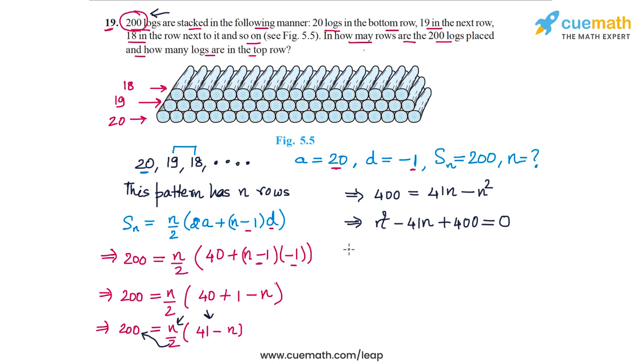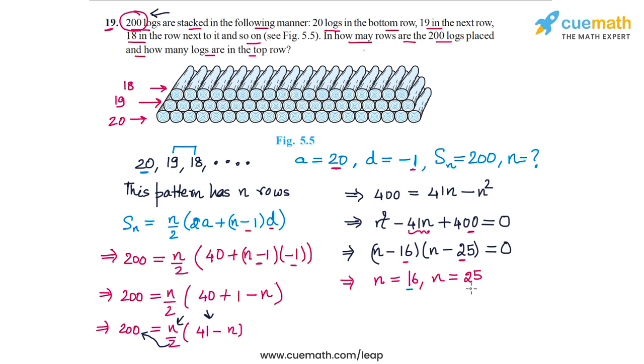To solve this quadratic equation, we can factorize the quadratic expression on the left, and you can verify that this factorizes as (n minus 16) times (n minus 25). This is equal to 0, because minus 16 times minus 25 is plus 400, and we will also get minus 41n. So there are two values of n that satisfy this equation. n is either 16 or n is equal to 25. So which value should we pick? What is the right value of n to pick from these two values?